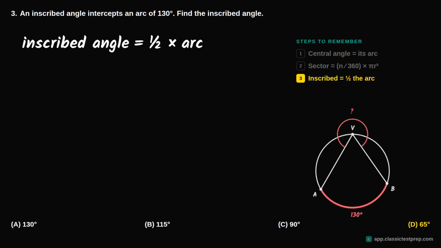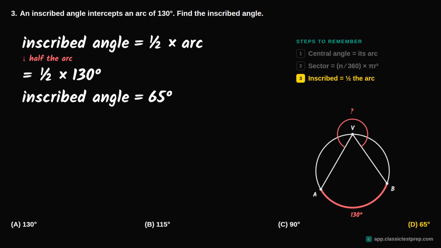Question 3, an inscribed angle intercepts an arc of 130 degrees. Find the inscribed angle. So step 3, an inscribed angle is different than a central angle. An inscribed angle has its vertex on the circle, on the other side of the arc that it intercepts. And so the correct answer is the measure of the arc divided by 2. So the answer here is 130 divided by 2, which is 65, and that's answer choice D.